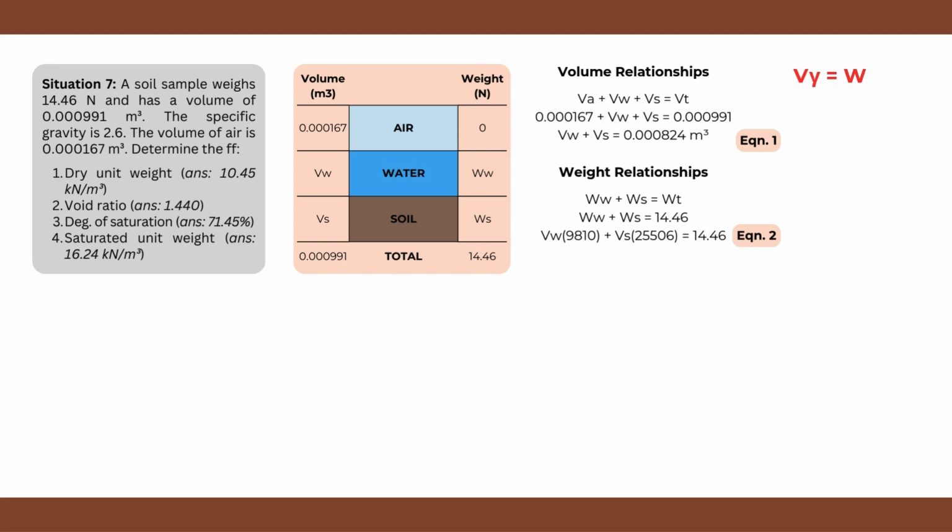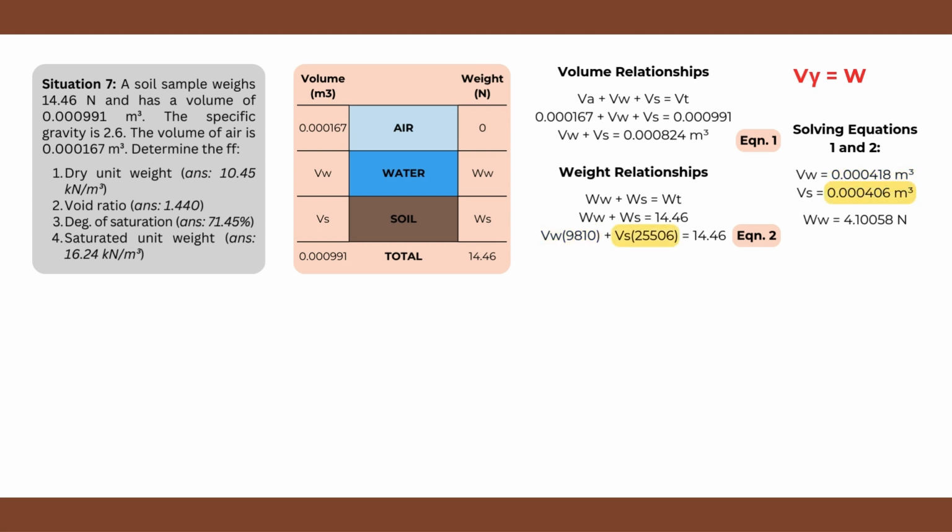After calculating, this gives us the volume of water of 0.000418 cubic meters and the volume of soil solids of 0.000406 cubic meters. For our remaining unknown data, gamitin lang natin ulit yung formula ng weight equal to unit weight times volume. So for weight of water, volume of 0.000418 times unit weight of water na 9810 newtons per cubic meter. And we will get 4.10058 newtons.